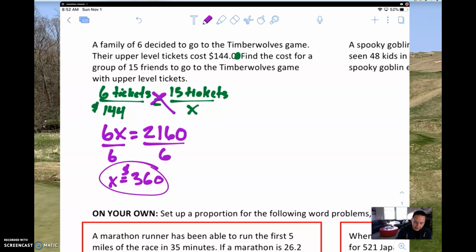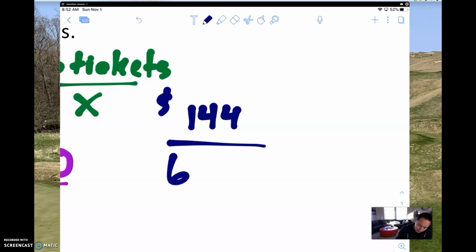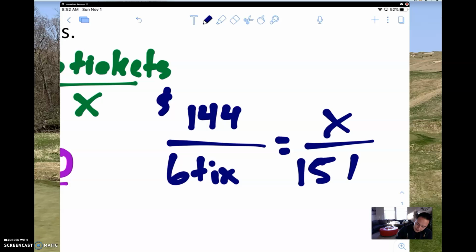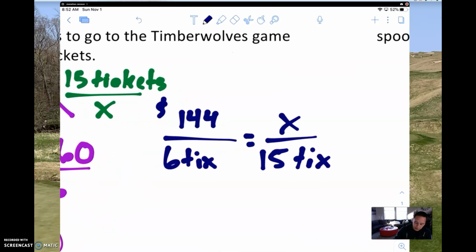Now, a couple questions you might have before we move on to the next one. Well, what if you had set it up differently? Maybe you had set it up with the dollar amount on top. If it costs $144 for 6, I'll abbreviate it TIX. How much money does it cost for 15 tickets? So what if you had flipped these around and you put the dollars on top and you put the tickets on the bottom? Well, let's see what happens.